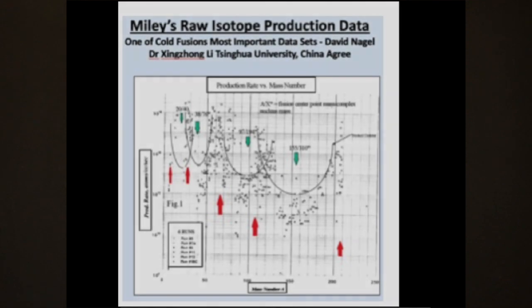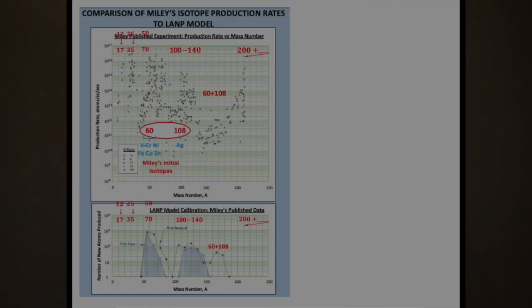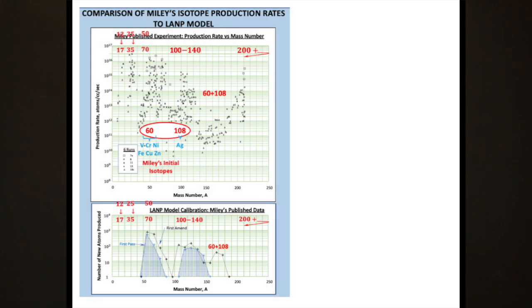The model also permits a comparison of isotope production rates determined by Miley with those calculated by the LANP model. Let me explain to you the theoretical process that causes the distinct production peaks in Miley's curves. It's fusion and fission reactions. Let me explain. Do you see how the isotopes in Miley's electrodes are in 2 mass number groups, 60 and 108? Let's look at those in the 60 class.